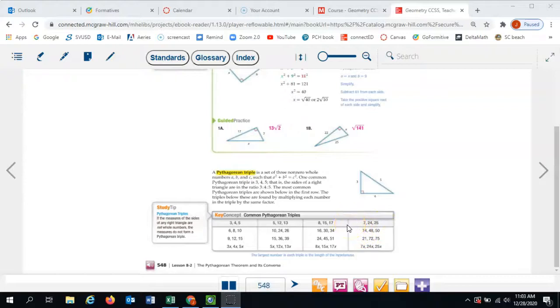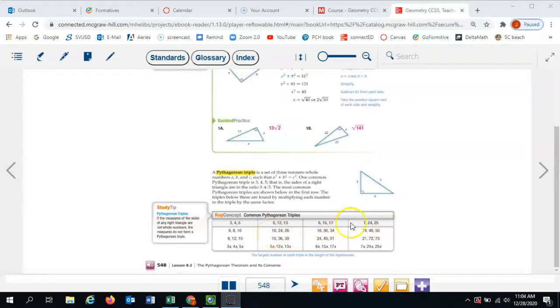If you look across the top row, these are the 4 most common ones used. So you got a 5, 12, 13. And again, multiples of those numbers work too. So if I were to double these, I would get 10, 24, 26. So again, if I was looking at a right triangle and I saw that one of the legs was 24, I see that the hypotenuse is 26, I would automatically know that my missing leg was 10 without having to do any math on it.